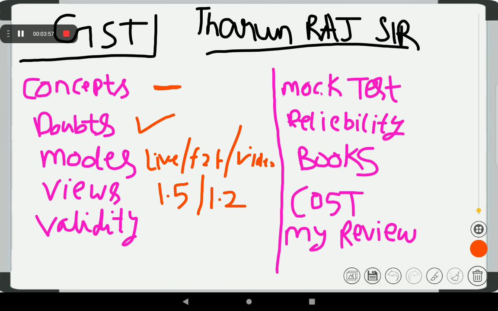So validity is for 1.5 views 6 months, for 1.2 views 4 months. And mock test, sir provides mock test. Actually for me sir provided mock test, but evaluation was not there. For my next batch sir provided the mock test, they said. So I don't know whether sir provided mock test or not. You can see the reviews, or you can call the management and clarify it.